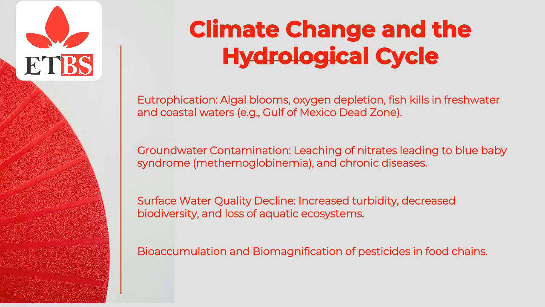Climate change and the hydrological cycle: increasing variability of rainfall patterns leading to drought-induced water scarcity, increased demand for irrigation, runoff intensity and flooding, feedback effects. Agriculture alters albedo and evapotranspiration, which further influences local rainfall.